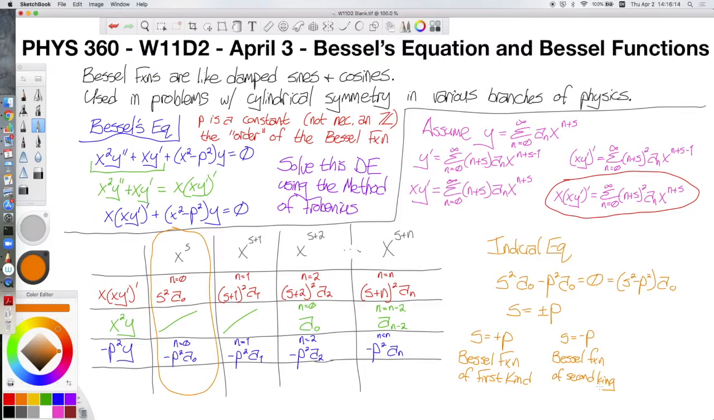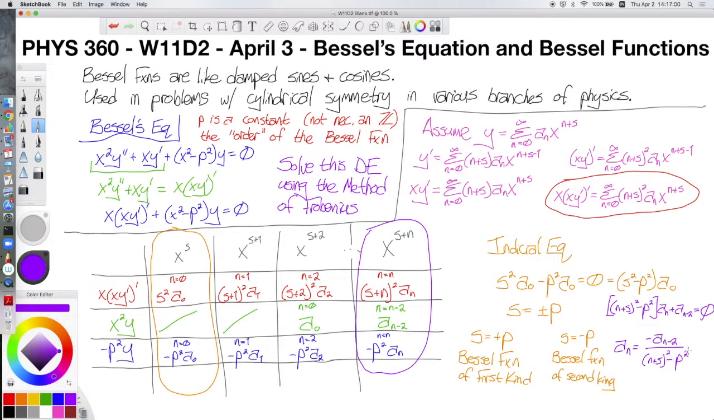We'll also want to look at the general term here in order to get our relationship between the variables. So by looking at, let's pick a different color here. How about purple? By looking at this column here, we can get our general relationship as ((n plus s) quantity squared minus p squared), that whole thing times a sub n, plus a sub n minus 2, all of that equals 0, which leads to the general relationship of a sub n equals negative a sub n minus 2 divided by (n plus s) quantity squared minus p squared.